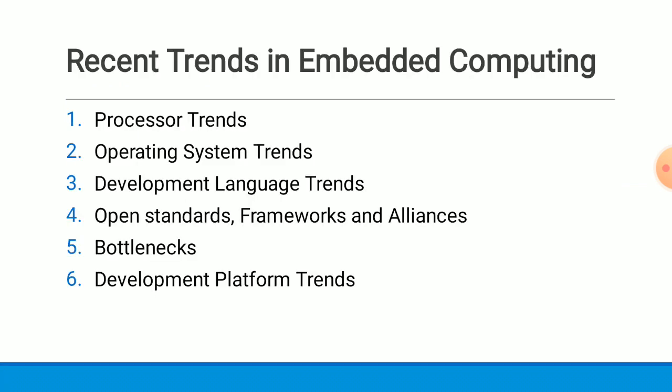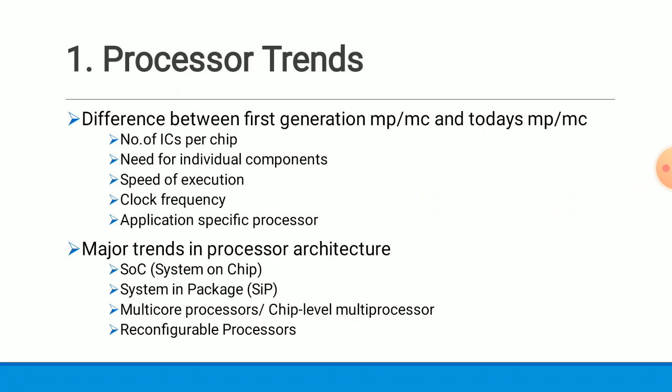So in this topic we will discuss processor trends, operating system trends, development language trends, open standards, frameworks and alliances, bottlenecks and development platform trends. So first one is processor trends.